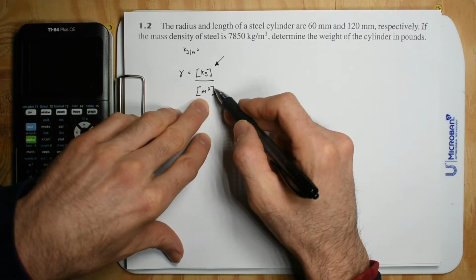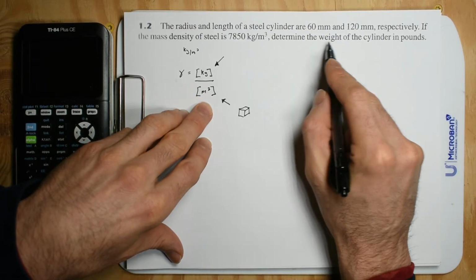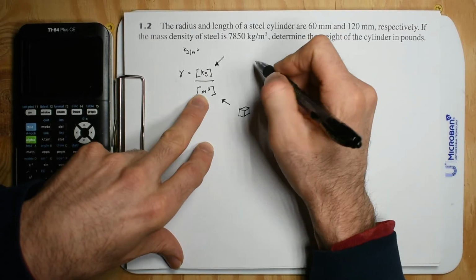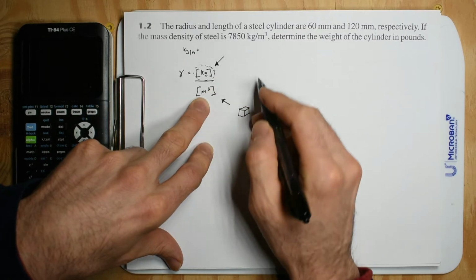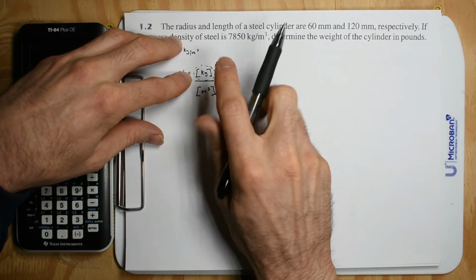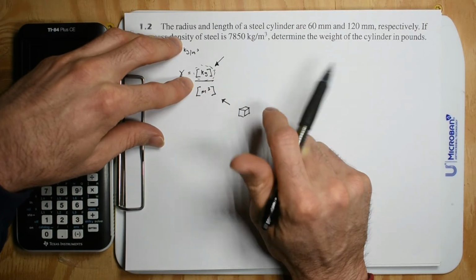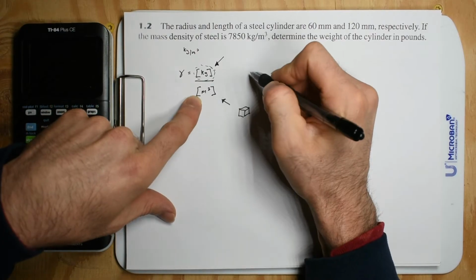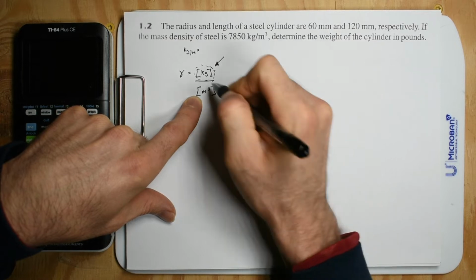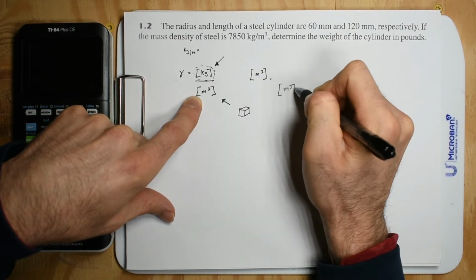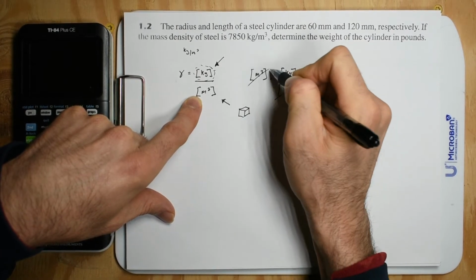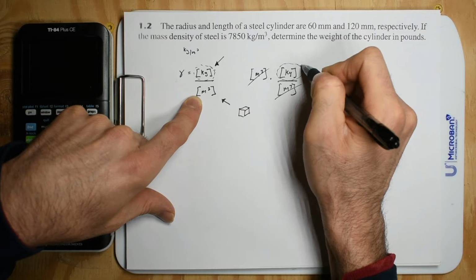Because this is an equation, I can also ask, what do they want to know? Determine the weight of the cylinder in pounds. Well, first I want to know the mass of the cylinder. So using density, how do I find the mass of something? Well, I take a volume in meters cubed, and then I multiply by this, where the meters cubed are on the bottom and the kilogram is on the top. Booyah, and now I'm left with kilograms. And this was an easy one.